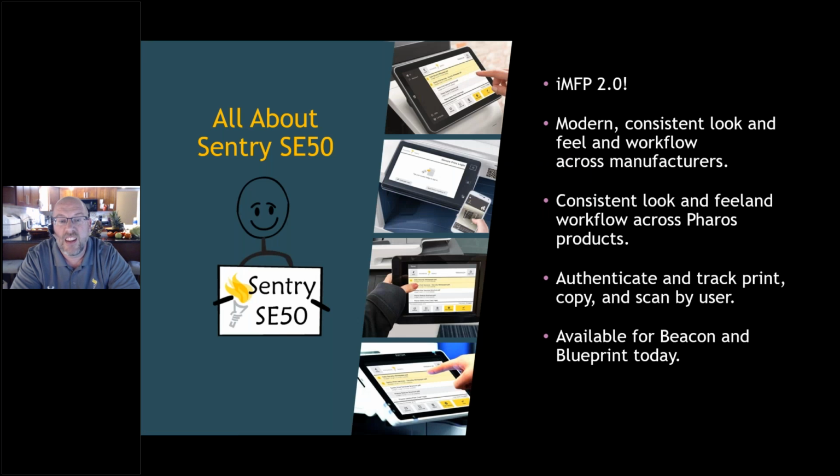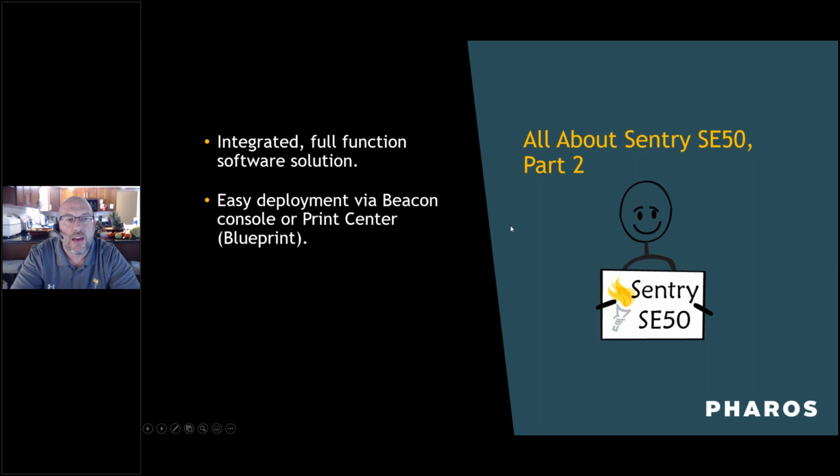And what is it? Well, I like to call it IMFP 2.0. It's a logical progression for all of our product line. It features a modern and consistent look and feel across all workflows and manufacturers, as well as a consistent look and feel between Faros products. We use Sentry SE50 to authenticate and track print, copy, and scan by user, and it is currently available for Beacon and Blueprint today and coming soon for Uniprint. It's an integrated full-function software solution, and we can easily deploy it either via the Beacon console or through Blueprint's Print Center.